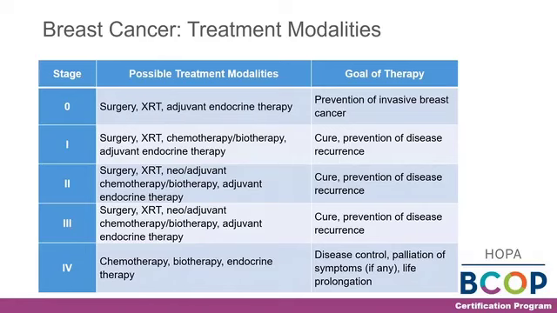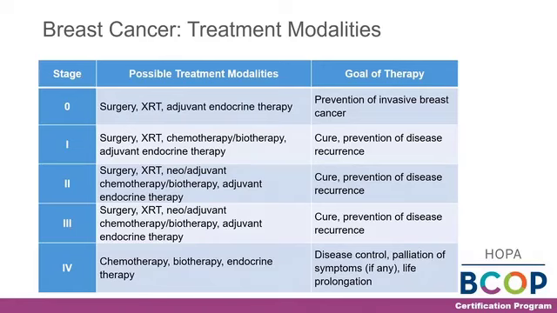Chemotherapy, biotherapy, and endocrine therapy are all based upon staging and prognosis, as well as hormone receptor status and HER2 status. The goals of therapy for all stage 1 through 3 breast cancer are cure and prevention of disease recurrence.